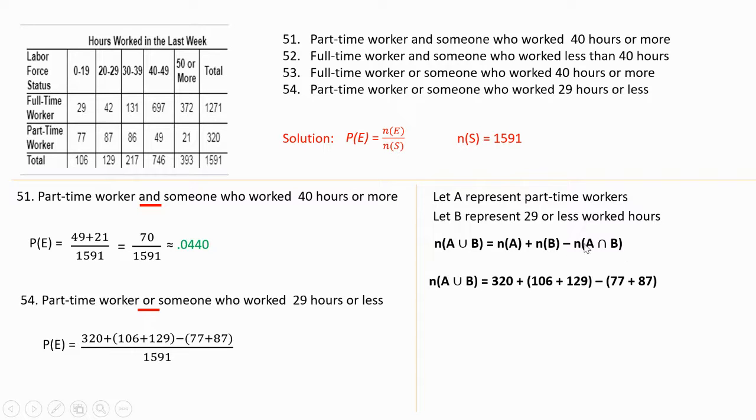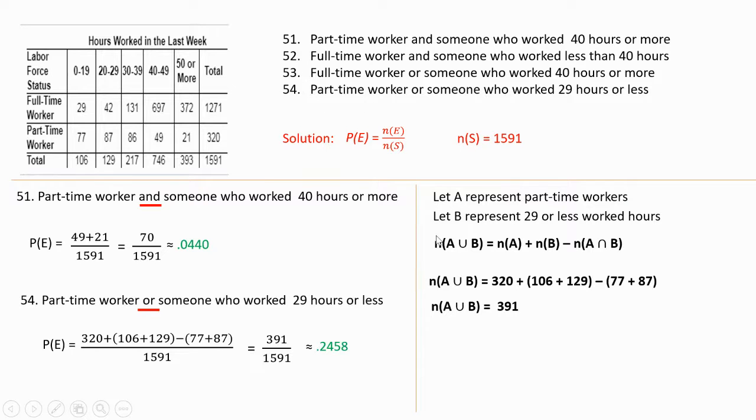But then minus, right? Where do these two intersect? They intersect here, right? Because this is the part-time workers, and these two here, that's where they intersect. So that's why we subtract 77 plus 87. So the answer will be 391. So it's going to be 391 over 1,591, which approximately is equal to 0.2458. And again, this is as hard as it gets, not number 54.